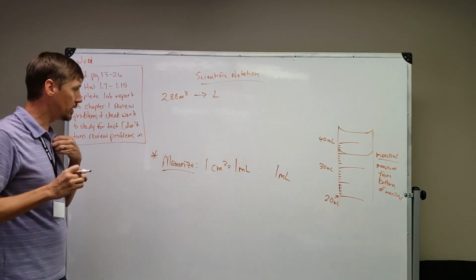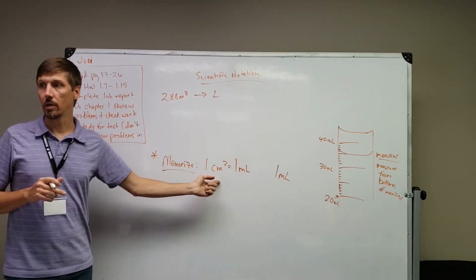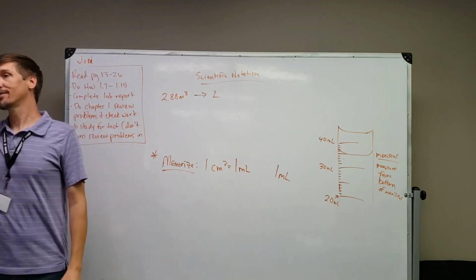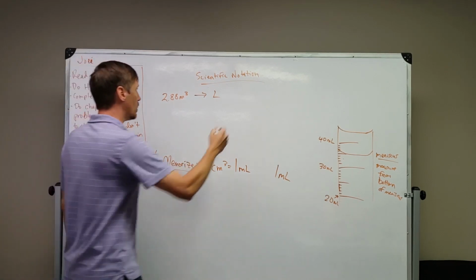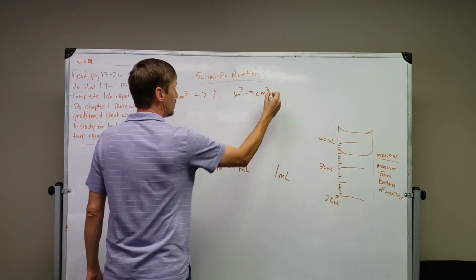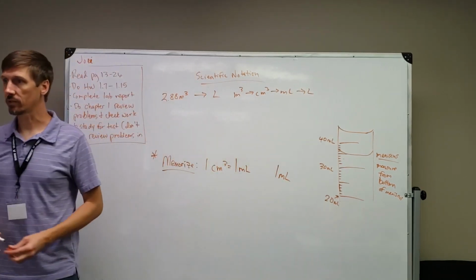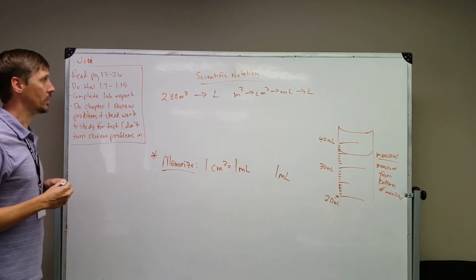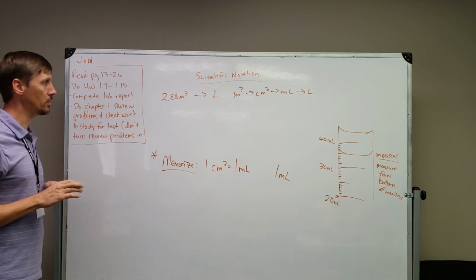So what we've got to do with this one first is convert meters cubed to centimeters cubed, then go from centimeters cubed to milliliters, and then go from milliliters to liters. Does everybody follow that path? That'll give us our final answer, right? So really 3 different conversions are happening here. The hard one, though, is the first one, meters cubed to centimeters cubed.